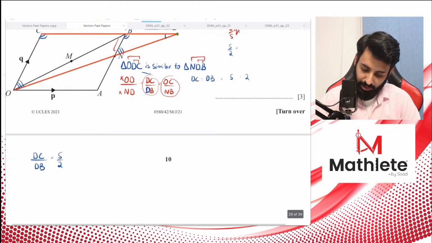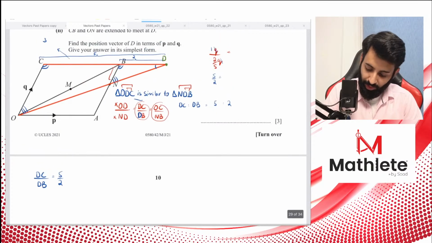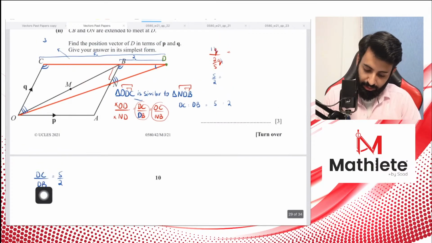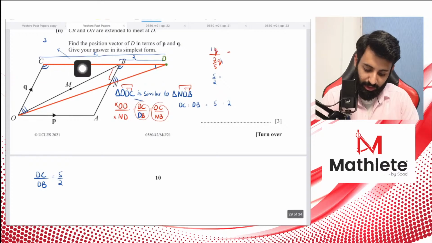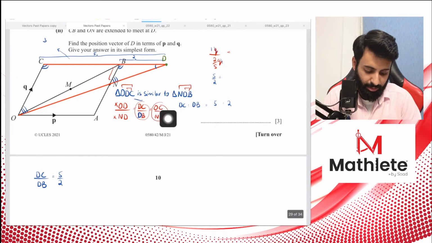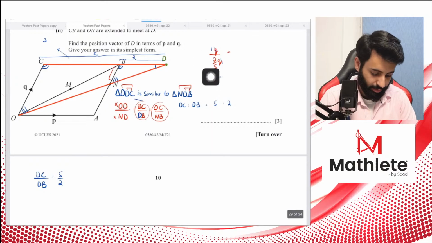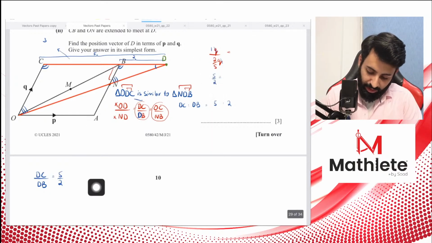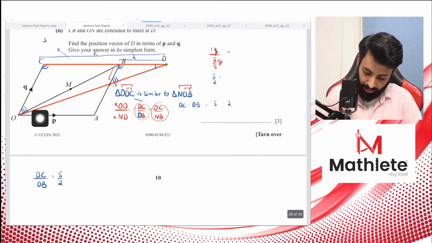Now I'll repeat this because it's slightly tricky. DC and DB are in the ratio of 5:2, so DC is 5 parts and DB is 2 parts. How do we know this? We know this through similar triangles, and by simplifying 1 over 2.5. Now how does this help? This helps us like this.